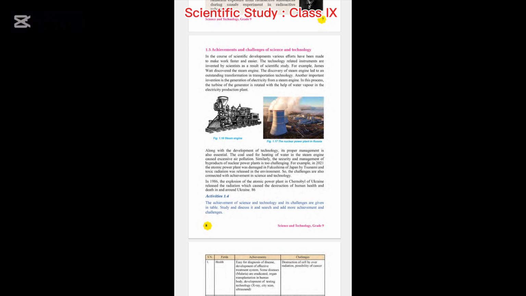Along with the development of technology, its proper management is also essential. The coal used for heating water in the steam engine causes excessive air pollution. Similarly, the security and management of byproducts of nuclear power plants is very challenging. For example, in 2011, the atomic power plant in Fukushima, Japan was damaged by a tsunami and toxic radiation was released into the environment. So the challenges are also connected with the achievements in science and technology. In 1986, the explosion of the atomic power plant in Chernobyl, Ukraine released radiation which caused the destruction of human health and death in and around Ukraine.